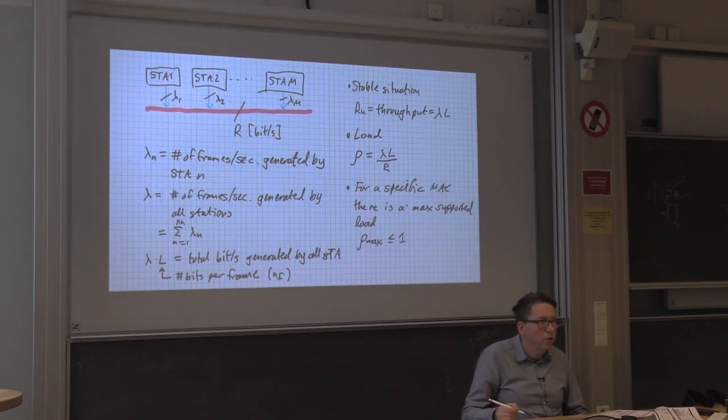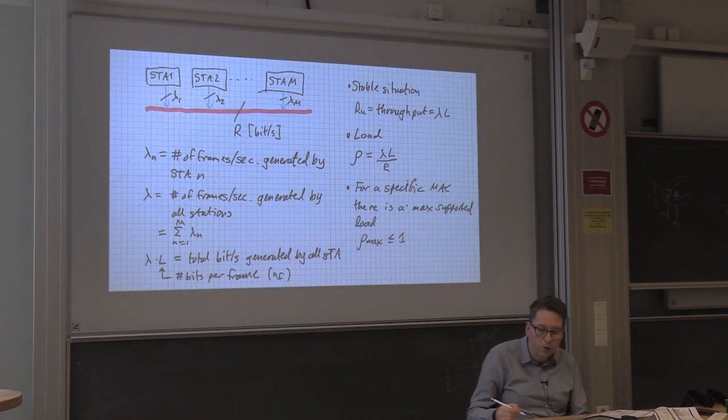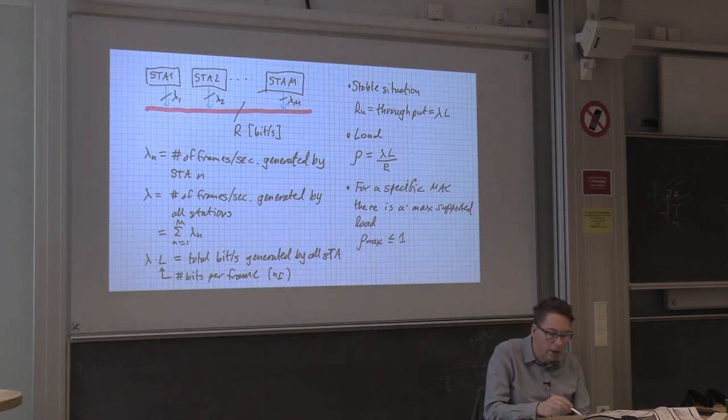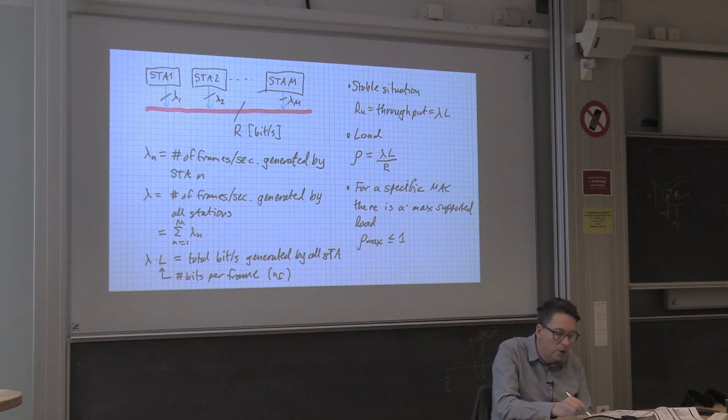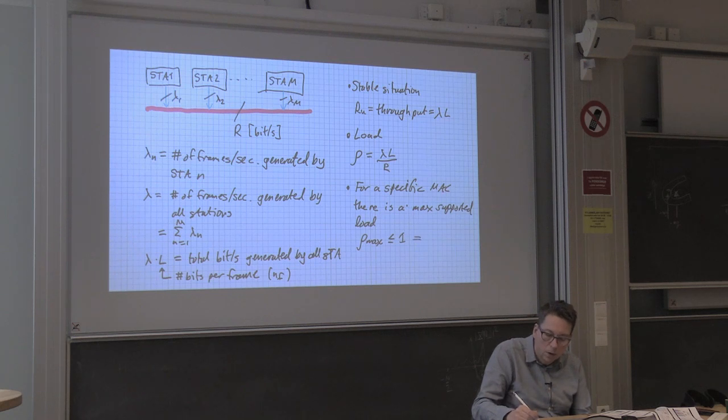Okay, so let's continue. We talked a little bit about offered load and throughput, and we finished off by saying that for a MAC layer, there is a specific maximum supported load called rho max. The implication of this is that the throughput, which is actually what we're trying to give to the different users, is always less than or equal to rho max times R.